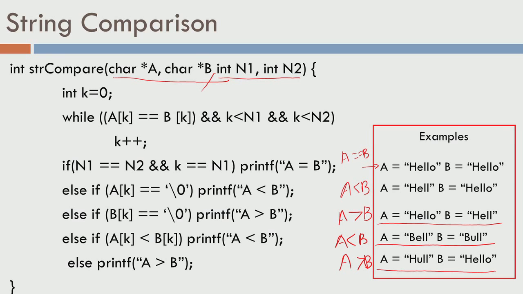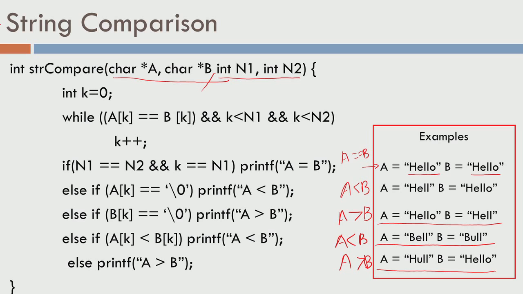Let us start with the first one, A equals B. When will I have two strings to be equal? All the characters of A must be the same as the characters of B, and the length of A should be equal to the length of B also. In fact, every character including \0 should be matched from A to B. If all the characters including \0 are exactly the same, in order, then A is supposed to be equal to B.